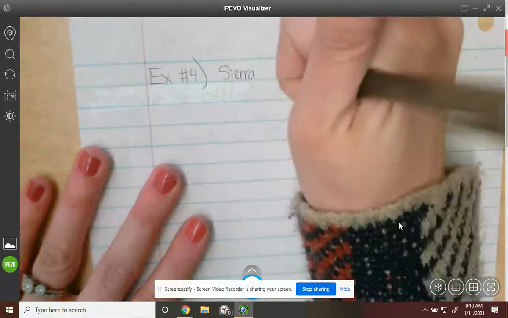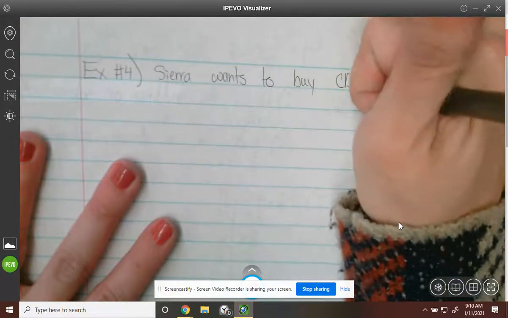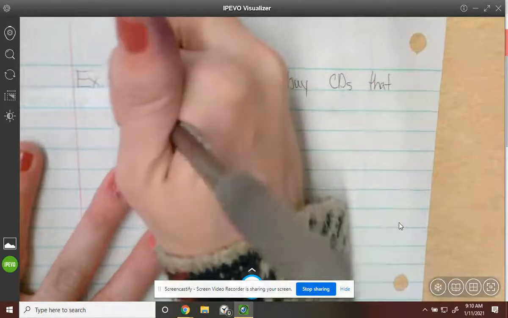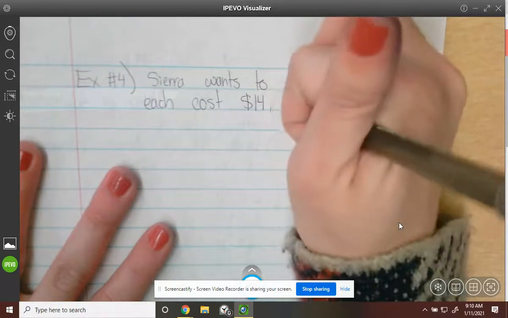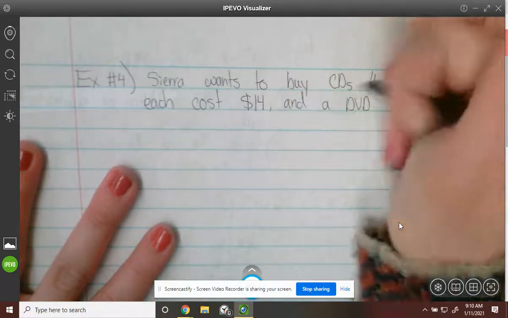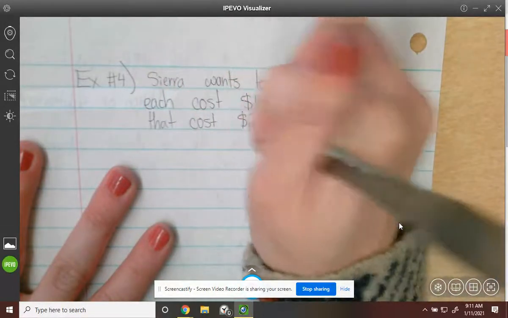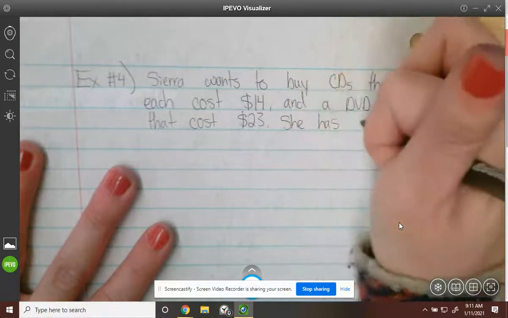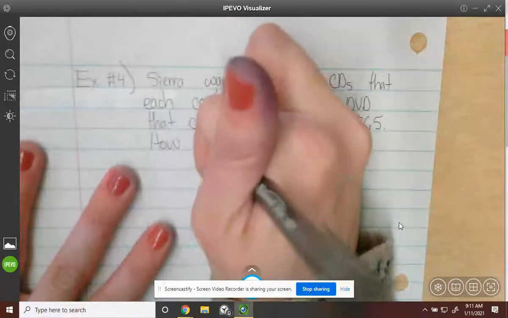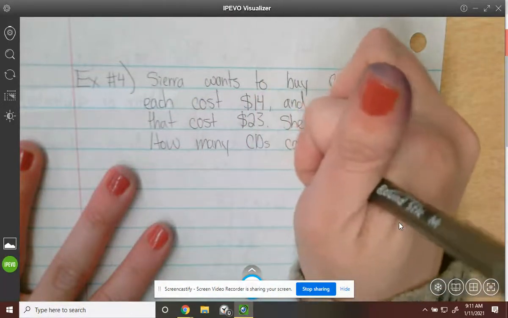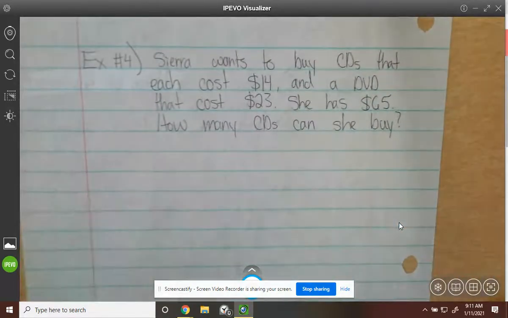Sierra wants to buy CDs that each cost $14 and a DVD that cost $23. She has 65 bucks. How many CDs can she buy? Okay, she wants to spend all 65. How many CDs can she buy?